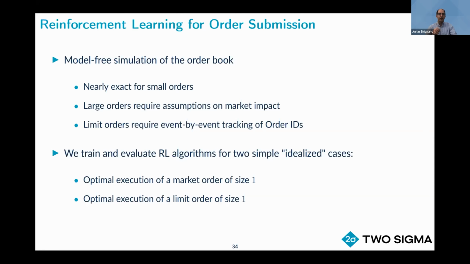We will train and evaluate reinforcement learning algorithms for 2 cases. The first case will be optimal execution of a market order of size 1, that is, for 1 share. And the second case will be optimal execution of a limit order for 1 share. These are, of course, idealized examples, as in practice, financial institutions are interested in optimal execution of much larger orders. However, it is a first step towards developing a reinforcement learning algorithm for more challenging cases.